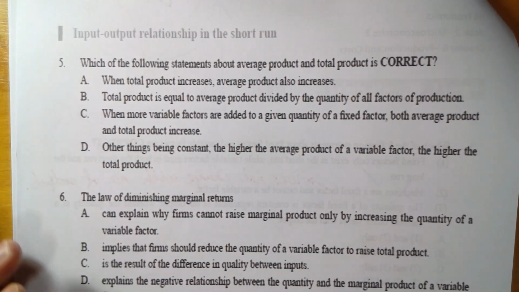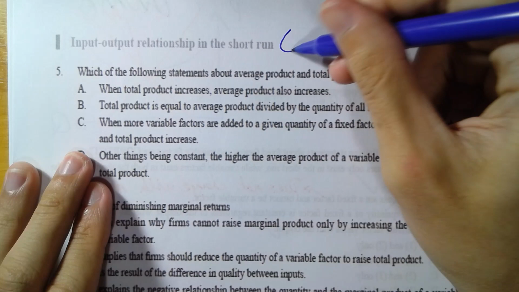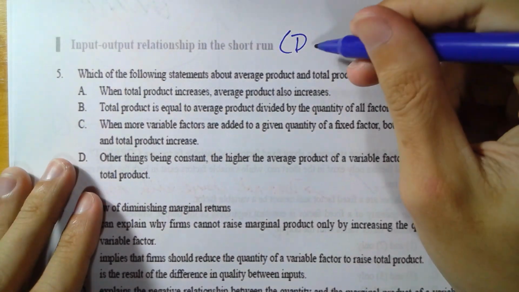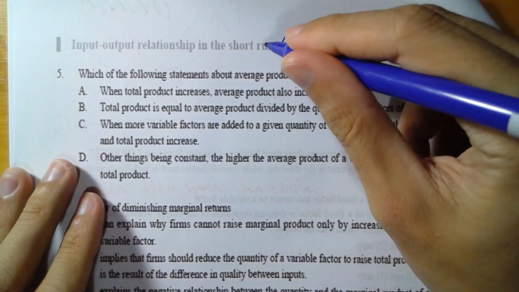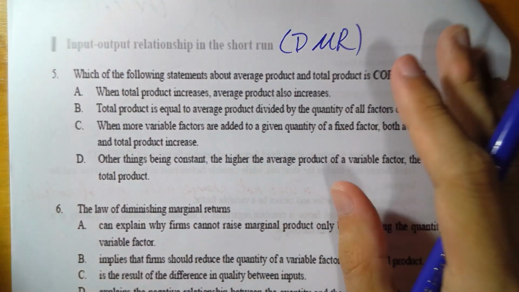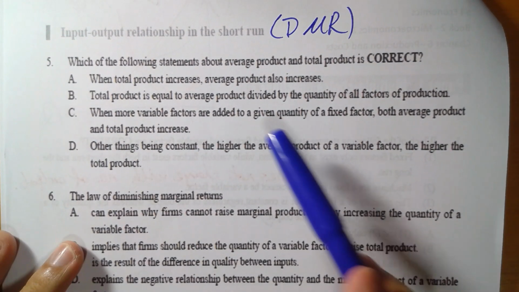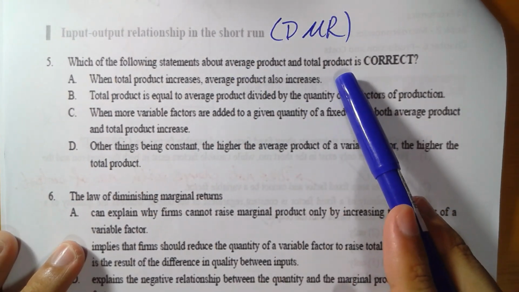Here, next we are going to talk about short run input-output relationship. Immediately you will think of DMR. Short run input-output, we are talking about DMR. Alright, so let's see. Again, number 5, average product and total product.